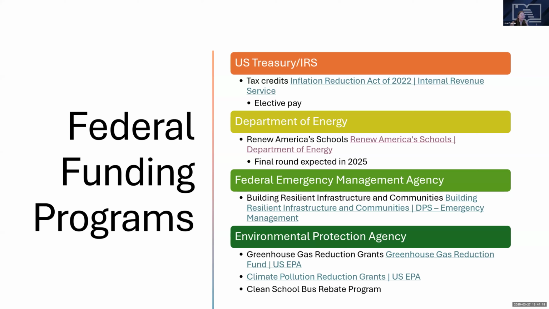Then the Department of Energy also has some of these programs that they run. One of them is the Renew America's Schools. This one was started when it first came into place. It was $500 million that was allocated to the program. It's been in place for a couple of years, so there's only about 127 million left in this program, and it's expected that the final round of sending out these funds is going to be in 2025.